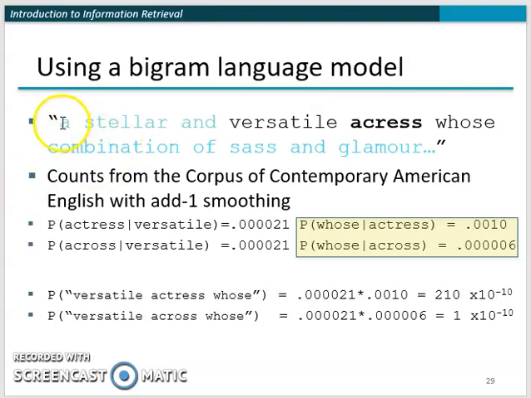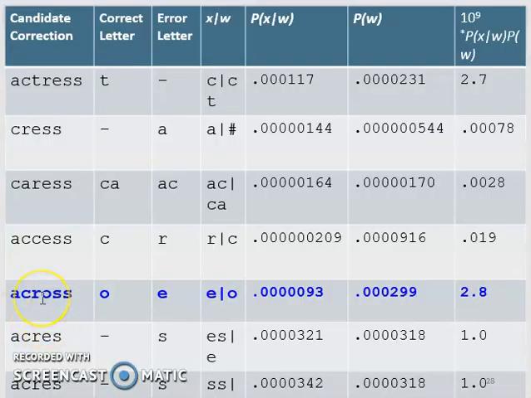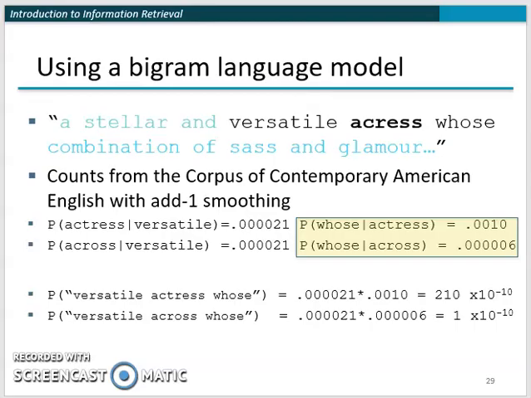Okay, so let's see what the sentence was. A stellar and versatile actress whose combination of sass and glamour. So our noisy channel model multiplied with unigram prior probability says that across is the most probable candidate. But can we use across here? A stellar and versatile across whose combination of sass and glamour. Obviously this is not correct.